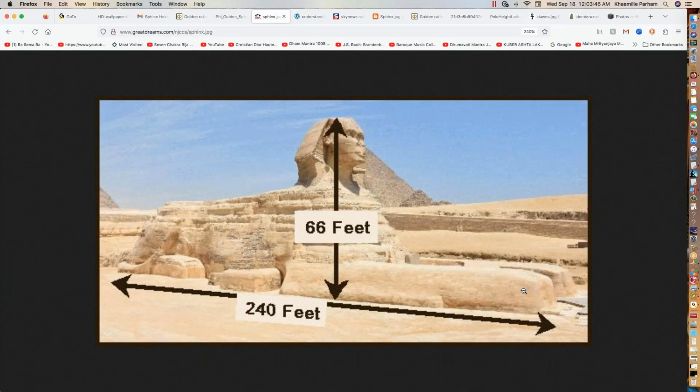The length of the Sphinx in feet is 240 feet, as you see here at the bottom. The height is 66 feet. What's not shown here is the headband area. The circumference of the head is 13.8 feet.